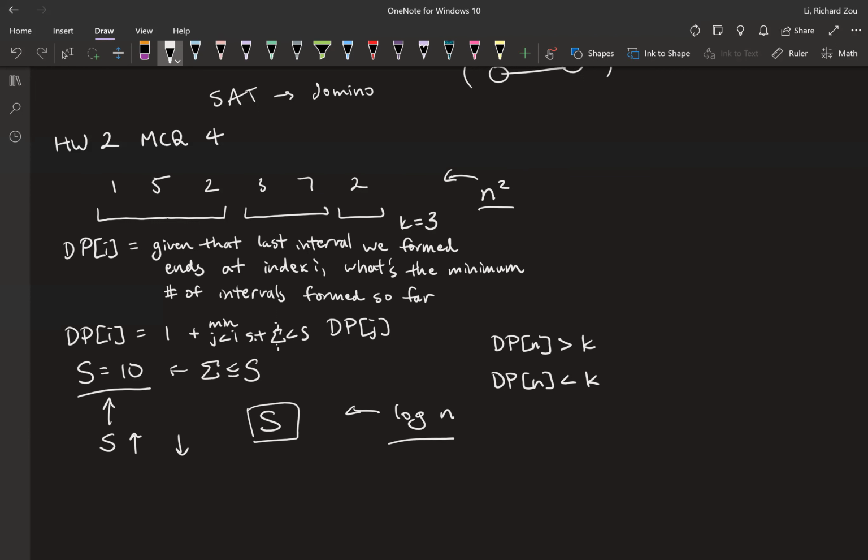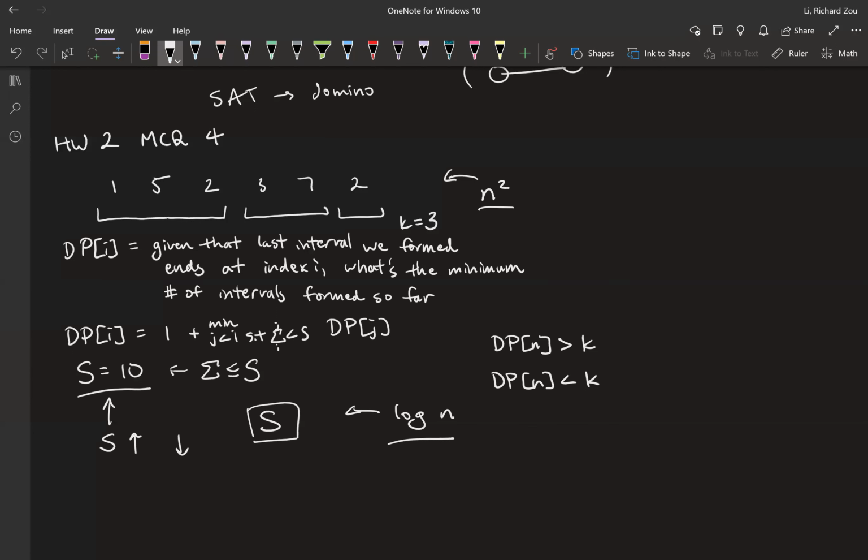So we're trying to find k intervals that minimize the sum of the intervals here, and to do that we use dynamic programming to minimize the sum of k intervals, any k intervals.